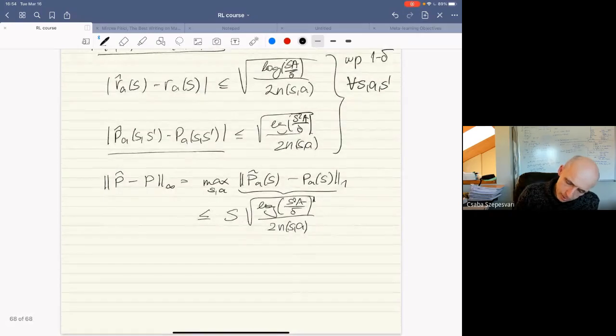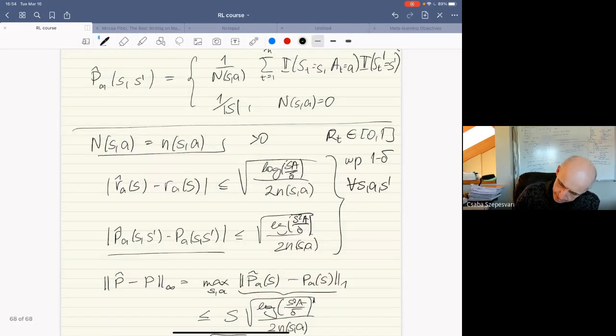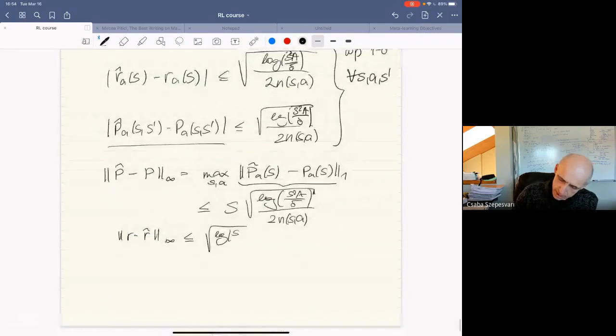And that's all right. And you also get that R minus R hat in the infinity norm is smaller than this log. I guess you have S squared everywhere.